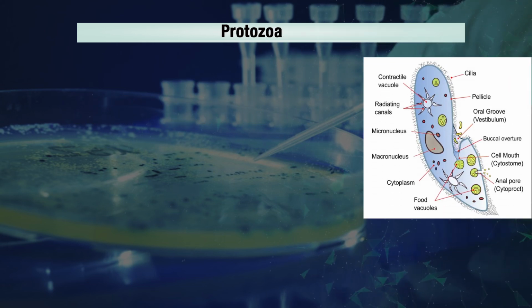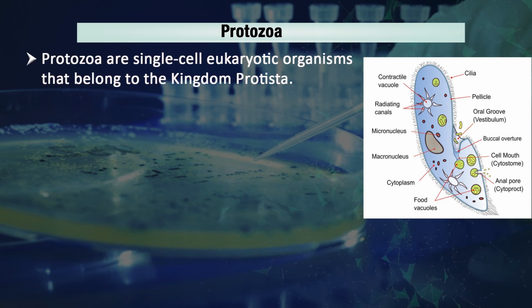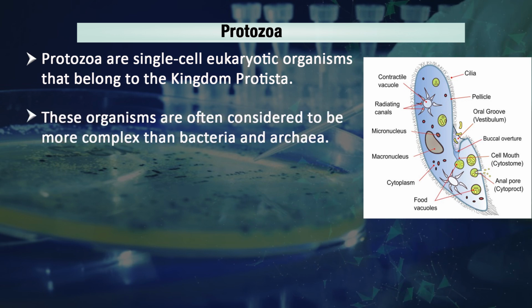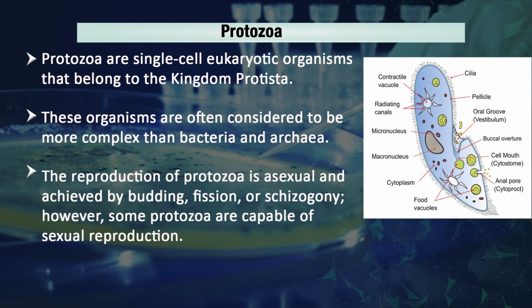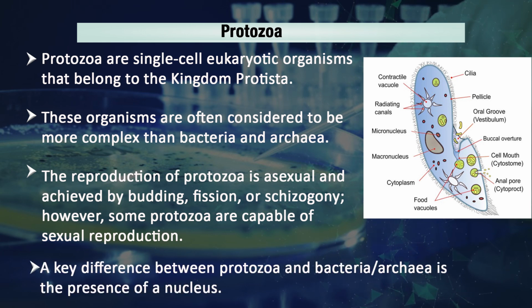Moving on to the next section of microorganisms, that is protozoa. They are single-celled eukaryotic organisms that belong to the kingdom Protista. These organisms are often considered to be more complex than bacteria and archaea. The reproduction of protozoa is asexual and achieved by the process of budding, fission, or zygogony. However, some protozoa are capable of sexual reproduction as well. A key difference between protozoa and bacteria or archaea is the presence of a nucleus.